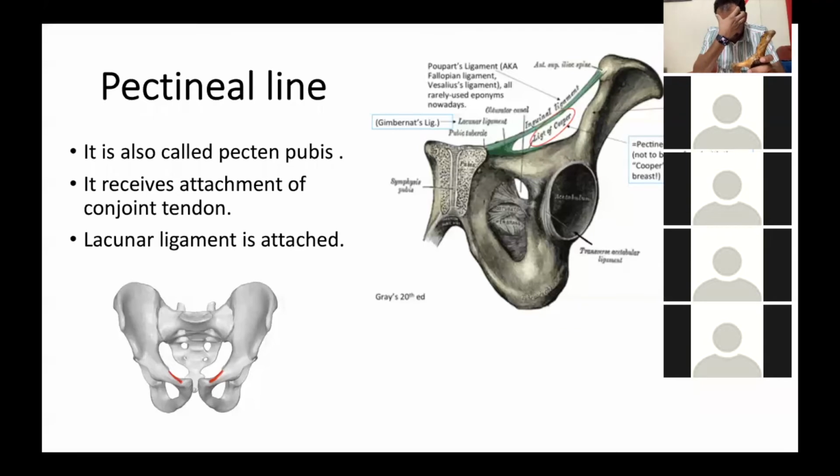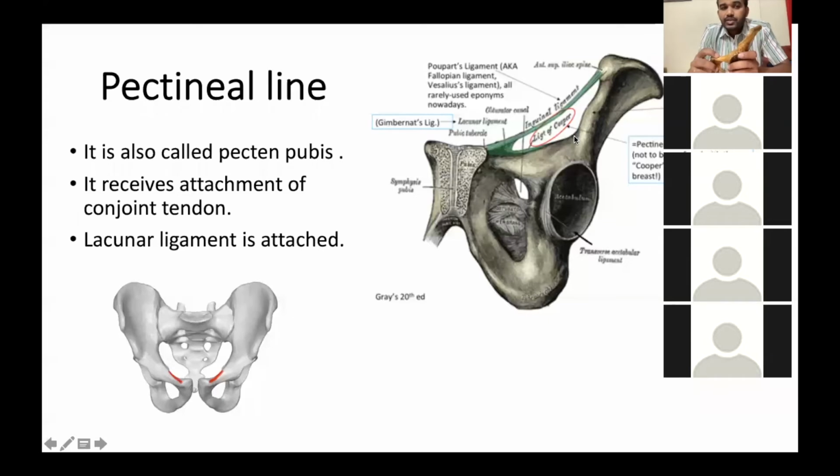Yes, sir. And not only that, the psoas minor muscle is attached to this pectineal line. The lacunar ligament is attached. There is also a ligament called the pectineal ligament, and that ligament will also get attached to this pectineal line.